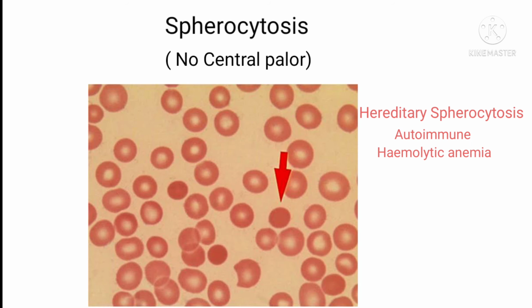Now the next one is spherocytosis. In the smear, spherocytes are recognized as small, deeply stained cells. Central pallor is mostly not observed in these cells. This is mostly seen in hereditary spherocytosis and autoimmune hemolytic anemia.